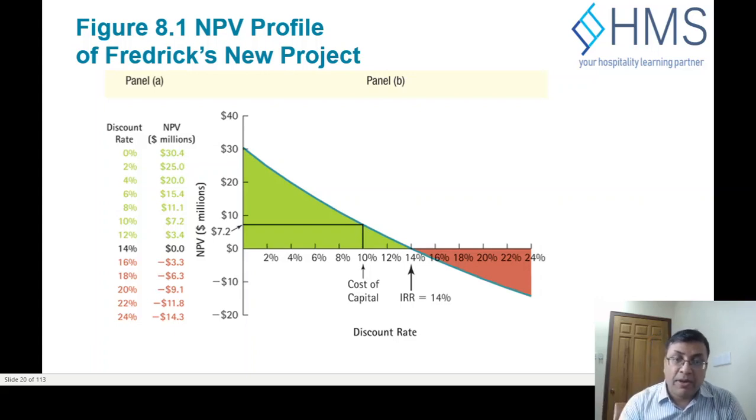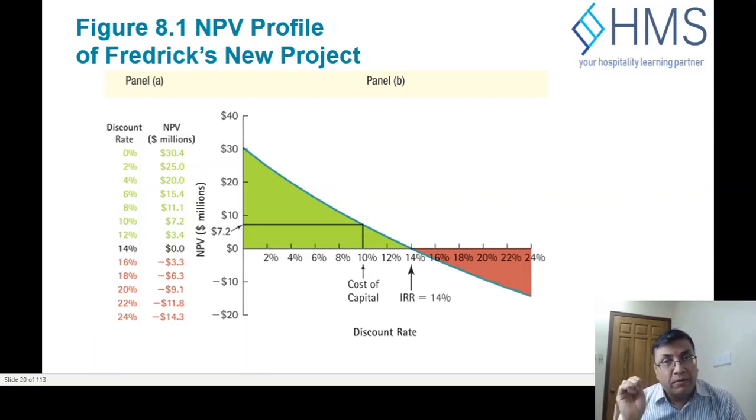So if our cost of capital is 10%, you will see that the net present value is still positive, which is the green area. At some point, our net present value will become zero, which is at 14%. Here you will see that at 14%, our net present value is exactly zero. And if we are using a discount rate above 14%, normally our net present value will become negative. In this case, we will reject the project.